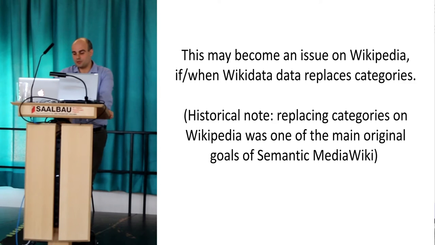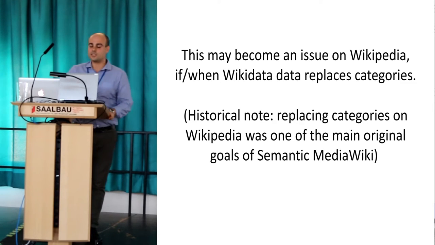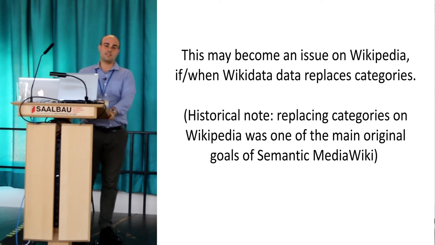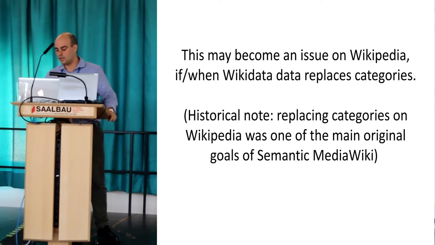So if it's true, and if Wikidata data replaces categories on Wikipedia, I think this would become an issue for Wikipedia as well. Replacing categories on Wikipedia was one of the original goals of Semantic MediaWiki back in 2005, and I'll show you an illustration of what I mean.